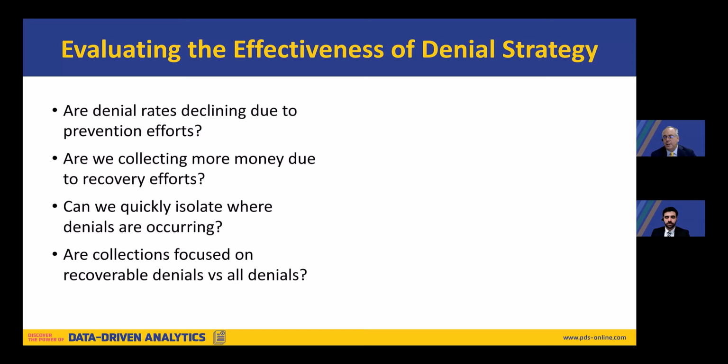Can we quickly isolate when denials might pop up in a particular area? Maybe suddenly something changed. Maybe we have some new staff, maybe we have a new physician, or wherever that area might be. Can we quickly isolate where denials are occurring? And then ultimately, are we focusing our collection efforts on things that we can recover, versus focusing them on things we can't recover and wasting that time and those resources?